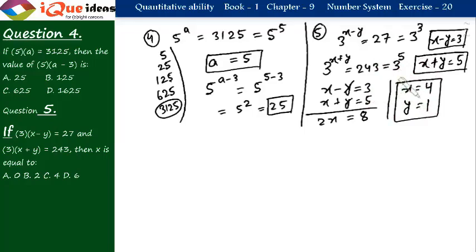The question is asking about x only. So the answer is 4. Okay.